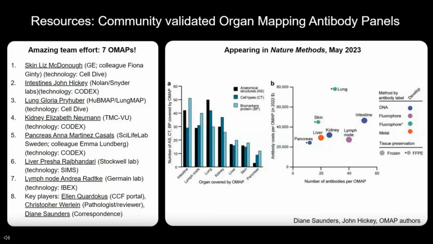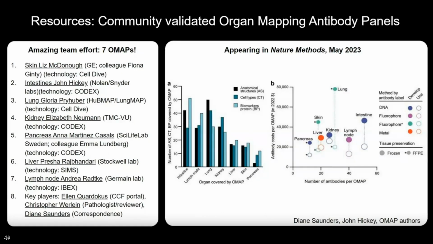As I highlighted too, it's a lot of expertise to develop these techniques, develop these panels rather, but cost and time. And so we averaged 6 to 8 months to develop an OMAP. And we asked our authors, how much money do you spend on just antibodies alone for your organ mapping antibody panels? And so, regardless of the method, whether they use DNA, fluorophore, or metal labeled antibodies, there's tremendous cost, anywhere from $30,000 to $80,000, due to the rigor of finding and validating antibodies for your method.